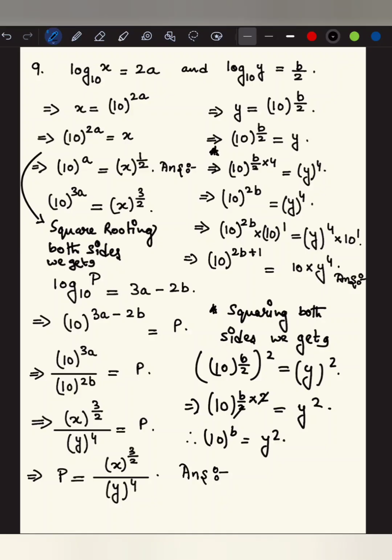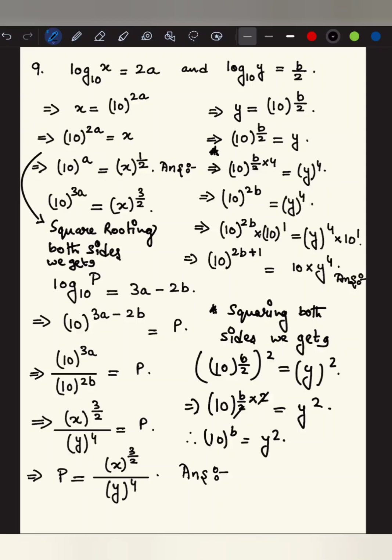Similarly, now we need to find out the value of 10 to the power 2b plus 1. This 10 to the power 2b plus 1 can be written as 10 to the power 2b into 10 to the power 1. Everything that I am explaining is from the chapter of exponents or indices, so you need to revise that chapter, and it is already there in my video. You can find it on my channel.